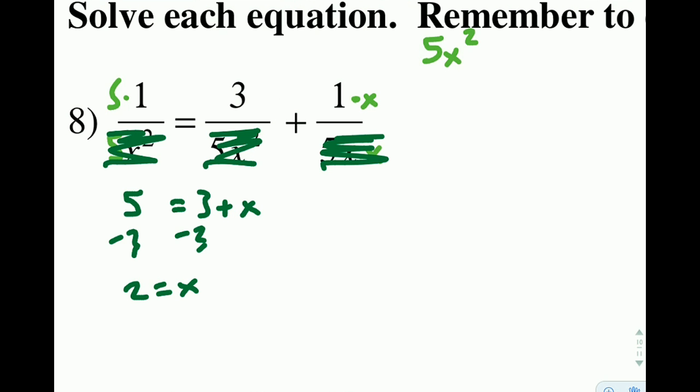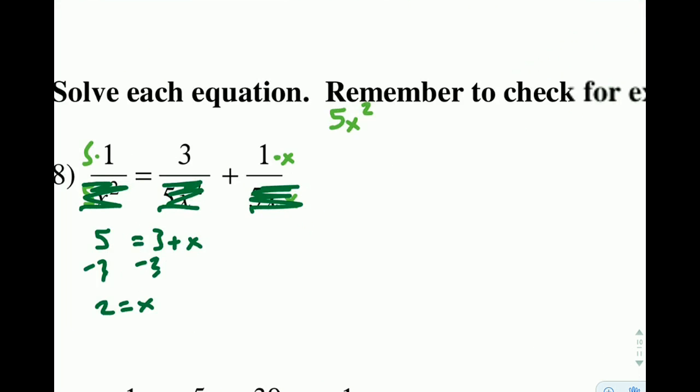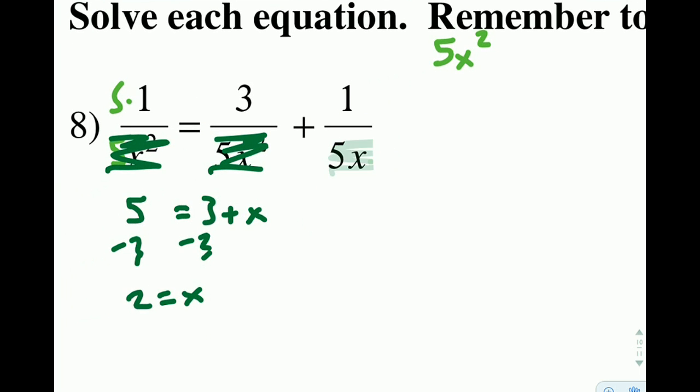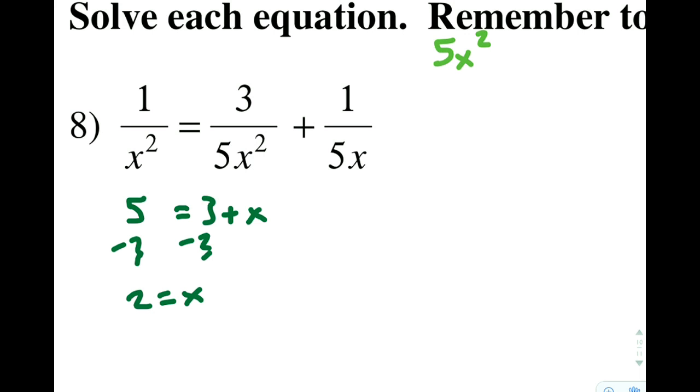Now here's what's weird about these problems, is whenever you have squareds going on in the problem at some point, you need to do something called checking for extraneous solutions. So we need to go back to our original problem, and we need to plug that 2 back in everywhere we see an x. So let's go ahead and try that. Everywhere we see an x.